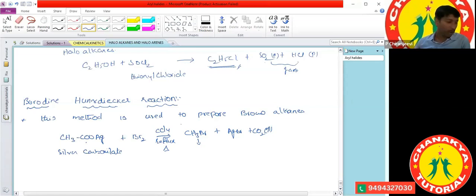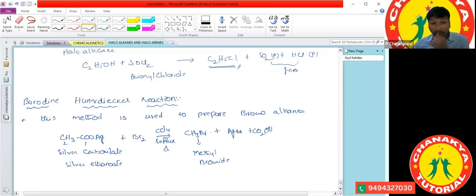In the Borodine Hunsdiecker reaction, whatever product is formed has one carbon atom less than the reactant. If you see the first one, we call this silver ethanoate. Eth means 2 carbon atoms are there. But in the product, what did you get? You got methyl bromide.